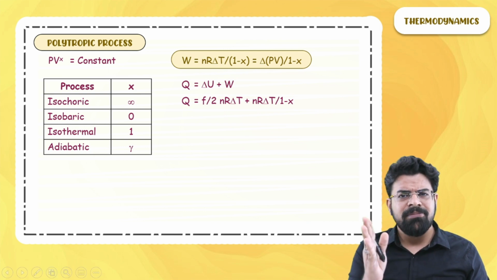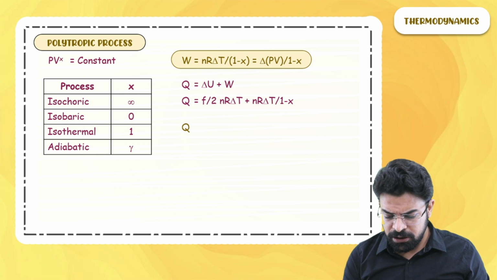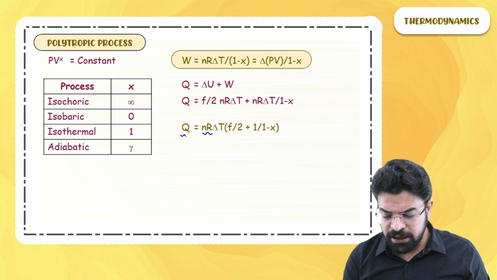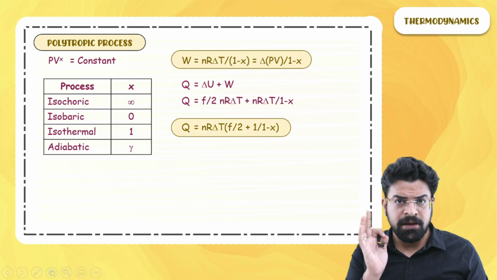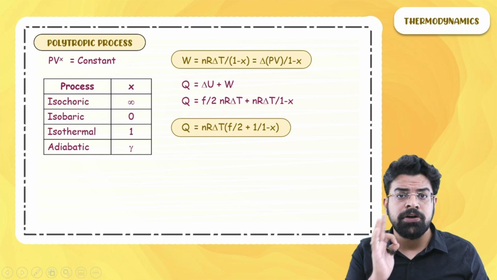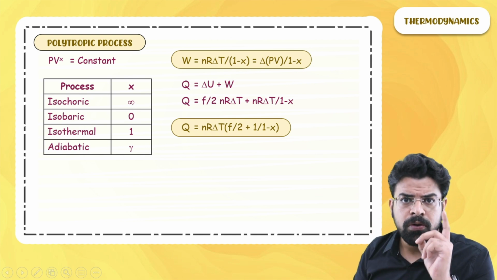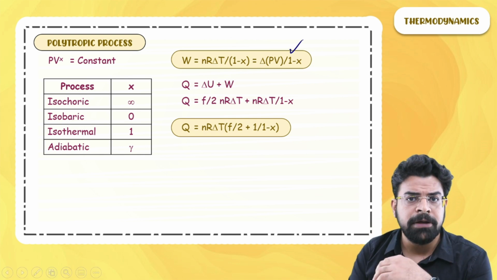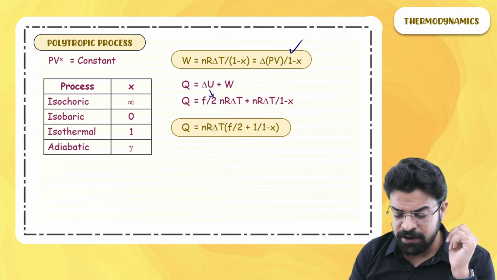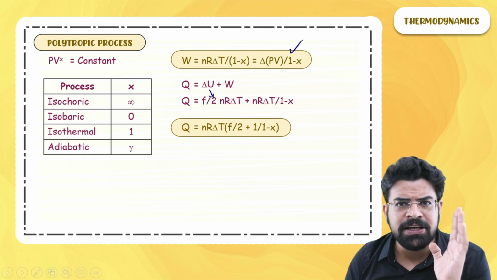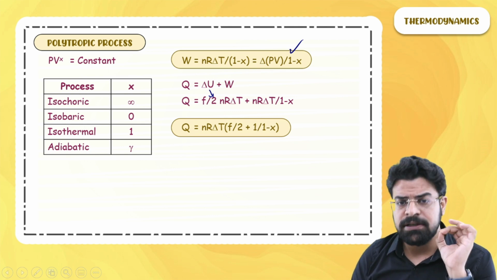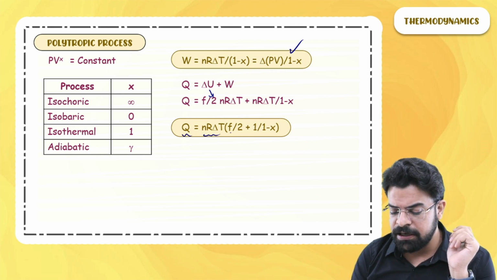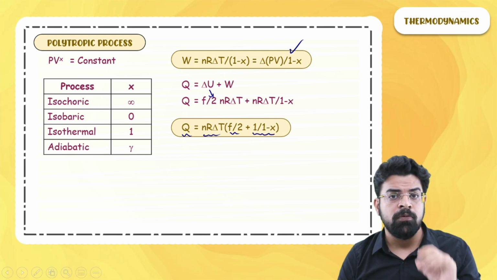So you can take nR delta T common, or the heat given can be written as nR delta T times F by 2 plus 1 upon 1 minus x. So this is how you can write the heat given for a polytropic process. Now you know how to write the work done for polytropic, and the change in internal energy for any process: F by 2 nR delta T. And the heat given will be nR delta T times F by 2 plus 1 upon 1 minus x.